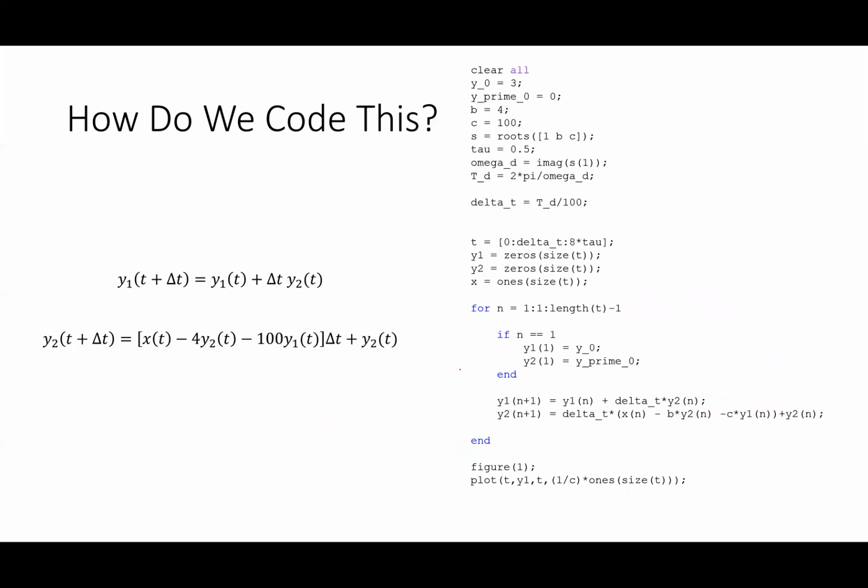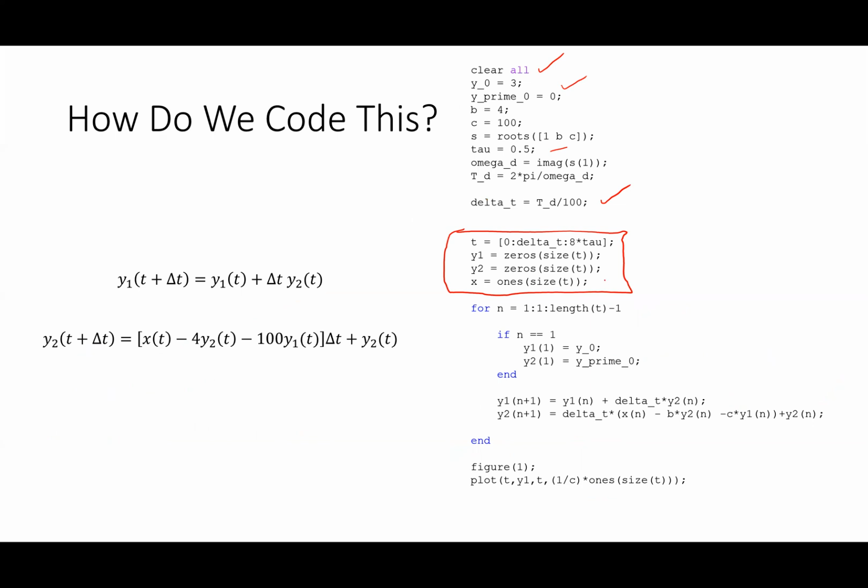So here's our code. First thing I do is I clear all, right? Then I bring in all the initial conditions and all that stuff. Here's my tau. Here's me choosing my delta t. Okay. So I chose my delta t to be t sub d over 100. And then notice here's kind of a key thing. I initialized all the variables that I'm going to need to store my result.